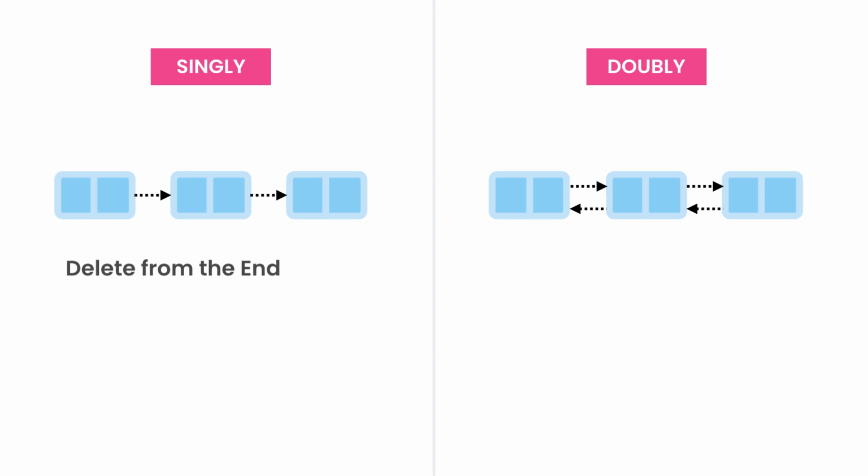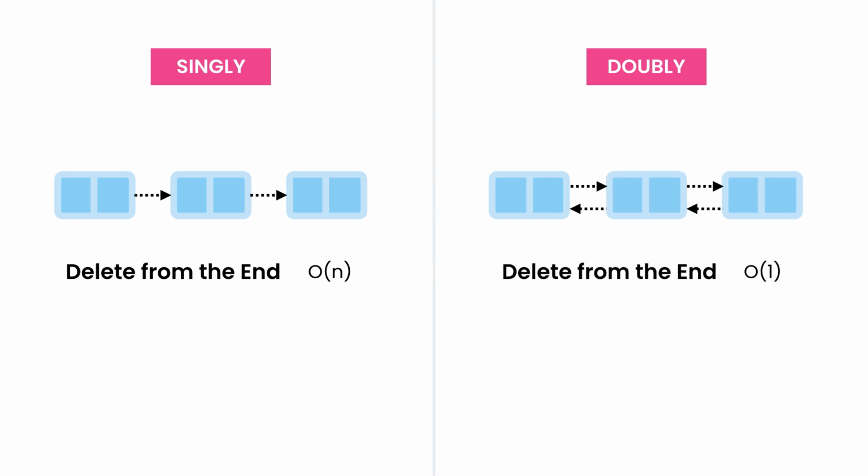Well, you learned that removing an item from the end of a linked list is an O of n operation because we have to traverse the list to find the node before the last node. Doubly linked lists solve this problem. Since each node has a reference to its previous node, we can simply get the last node, and from there we can navigate to the previous node. So this will be an O of 1 operation.